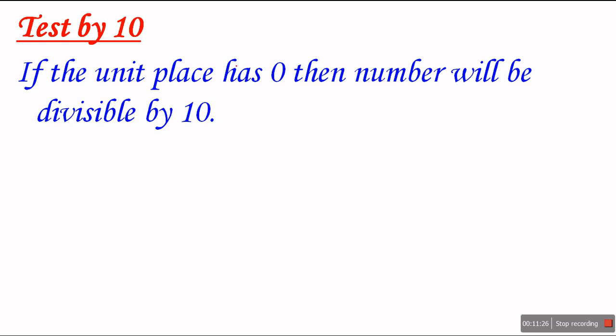By 10, again very simple. If the number has 0 at the unit place, the number is divisible by 10. In 3420, at the unit place you can see 0 is there, so this number is divisible by 10. So this is all about 1 to 10. In the part 2 video, we will learn 11 and further, and also understand the basic rule behind divisibility tests.